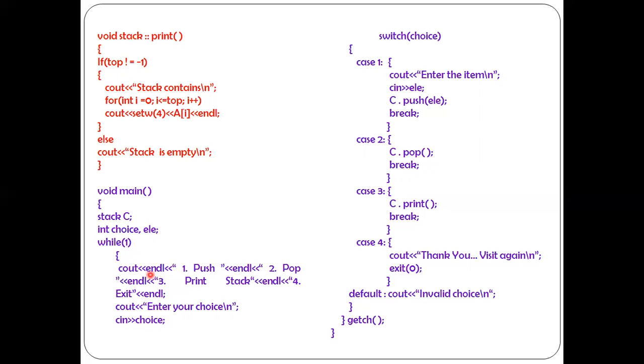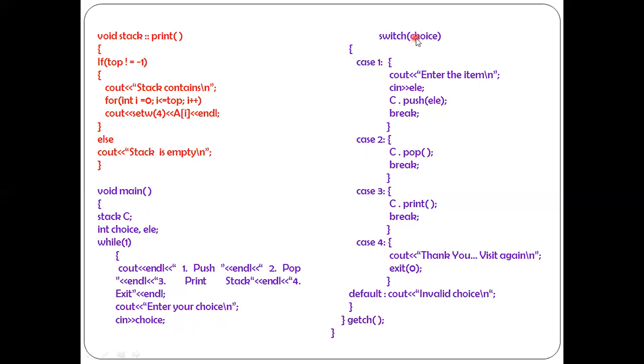Got the point? So again, it is going to ask the message, cout stream insertion, "Enter your choice\n", double quotation close, and with a semicolon. Say for example, I am inputting 1. 1 will be stored in which variable? Choice variable. Choice is a variable of integer data type.